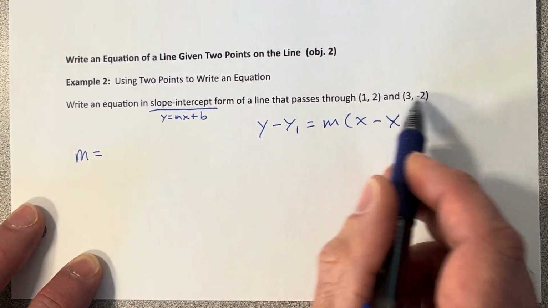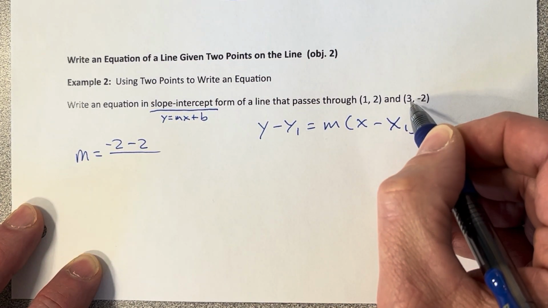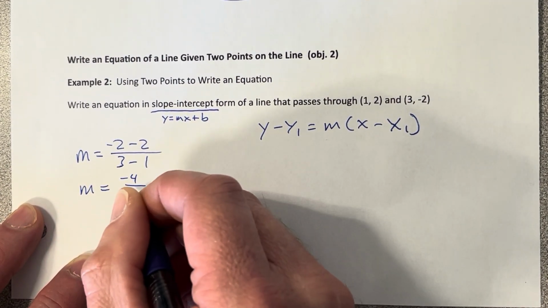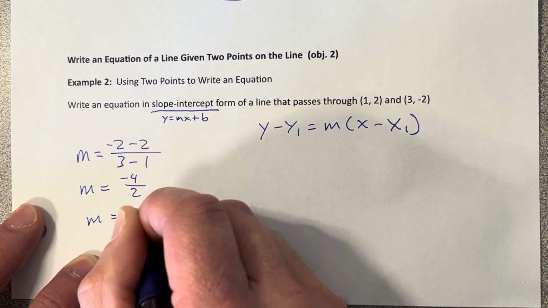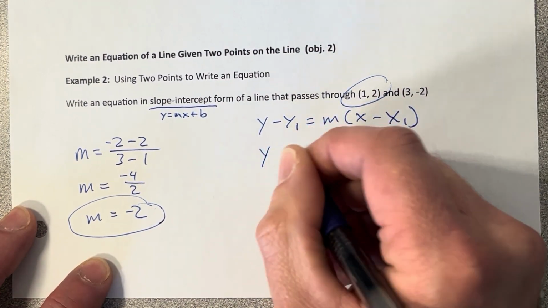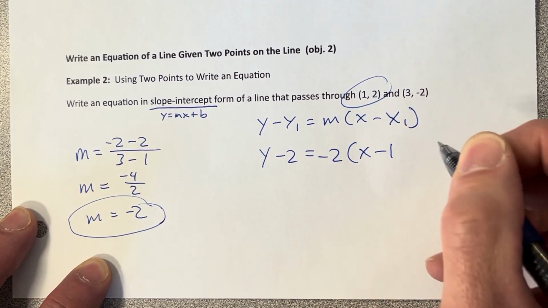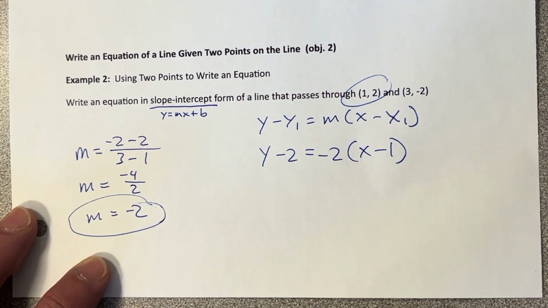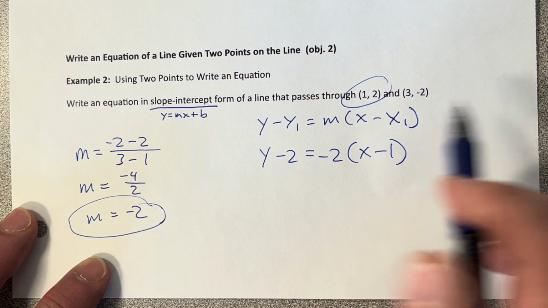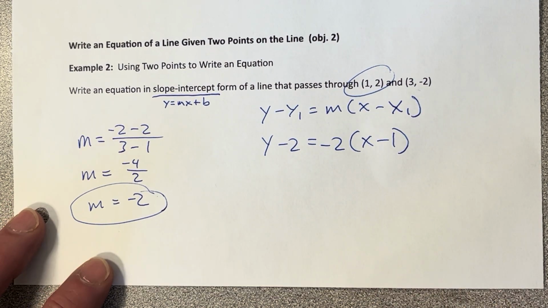We're going to subtract the y's on top. I'm going to do -2 minus 2. Since I did that, I've got to do 3 minus 1. And I get the slope to be -4/2, which is -2. And now I'm ready to write an equation. Y minus 2 equals -2 times x minus 1. That's point-slope form. Notice I could have done this with the other point, and actually I would encourage you, if you haven't already written this down, try it with the other point. We're still going to end up with the same answer, which is fascinating, all right?